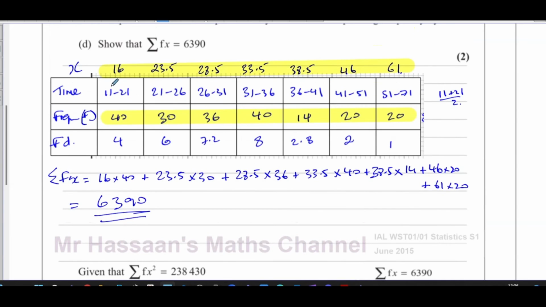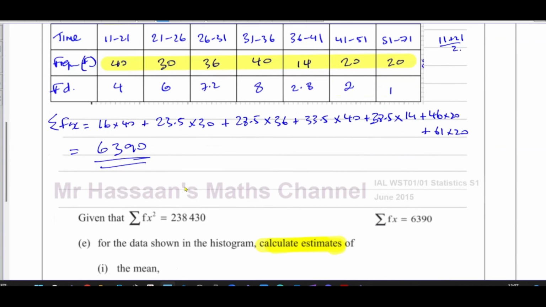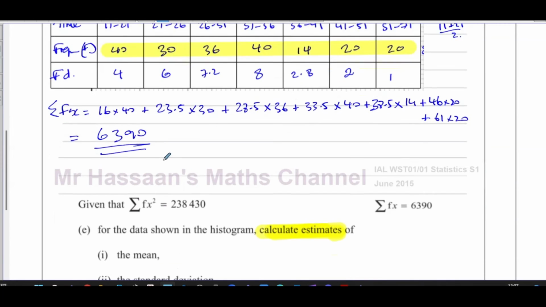Because we have grouped data. I know that there were 4 times between these values, but we don't know what the actual times were. We just know they were between these values, so we take the mid-interval value to be able to work out the mean. So this is an estimate of the sum of all of the times in the data. We can't find the actual times because we don't know the actual data. So what we have here is an estimate of the total sum of the times.